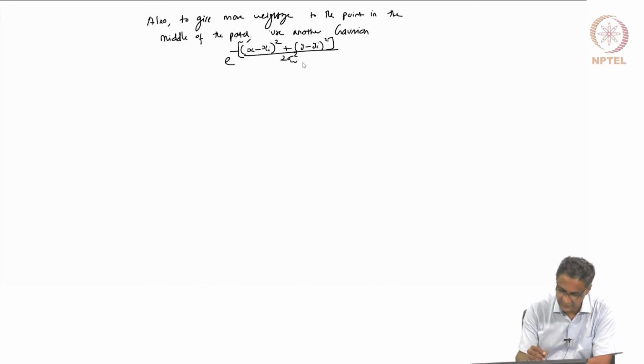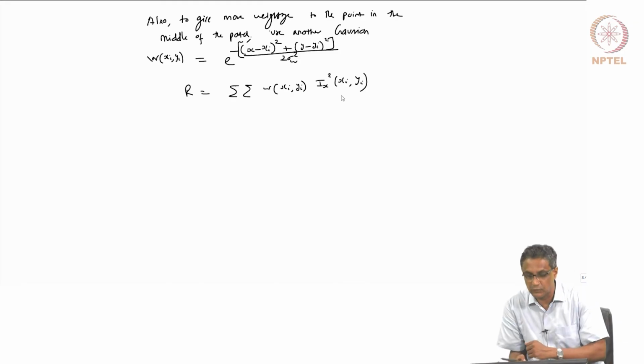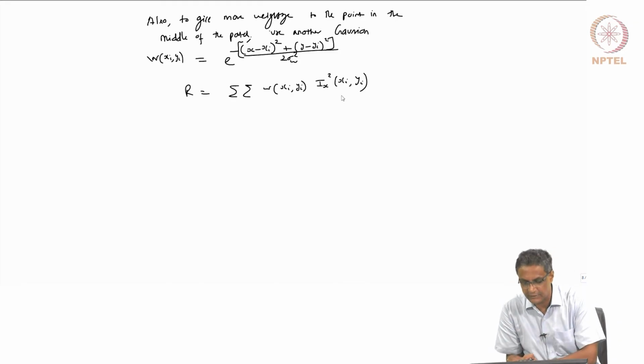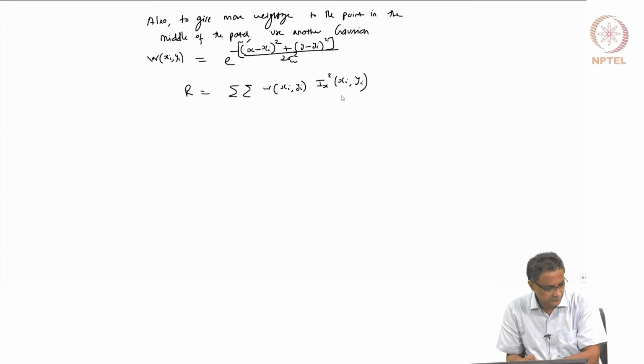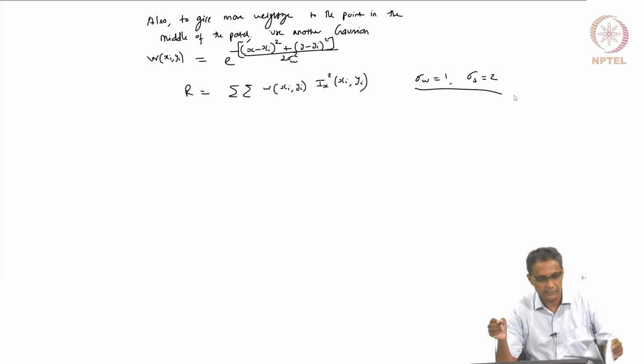So when you compute R, if you call this w of xi yi, the weight that you have, then it is equivalent to computing R as a sum of w of xi yi times Ix square at xi yi. These are just some smoothing operations, nothing to get overly worried about. They are just making sure it is a Gaussian, because then you can give importance to something in the middle. Typically there are hyperparameters: sigma w is usually 1 and sigma s is 2. These are all hyperparameters of this method.